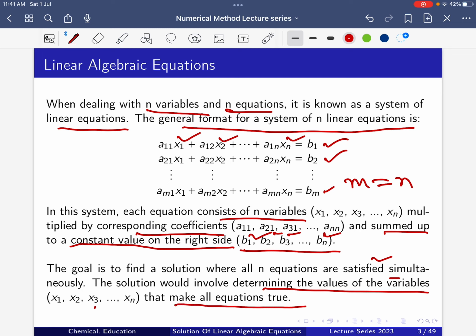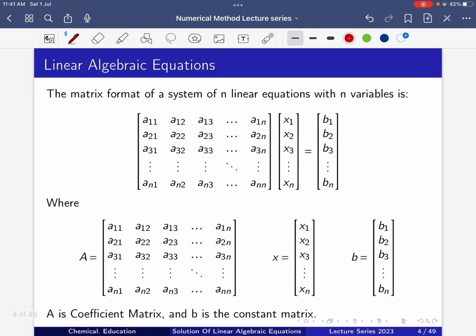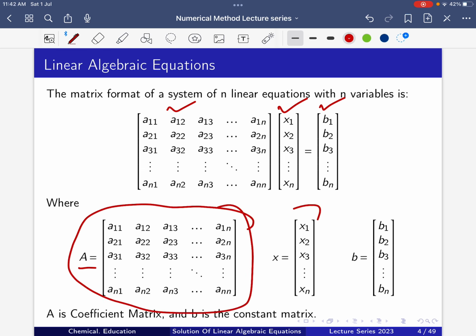The ultimate aim is that we will get the equations, and we have to solve all these algebraic equations, and we will get all the variable values, and that will make all equations true. Now what is the matrix format of the system of linear equations? So first we have to write the coefficient matrix, the variable vector and the constant matrix. Now we can write A as the coefficient matrix, like a11, a12, a13 up to a1n. So this is the coefficient matrix, this is the variable vector and this is the constant matrix.